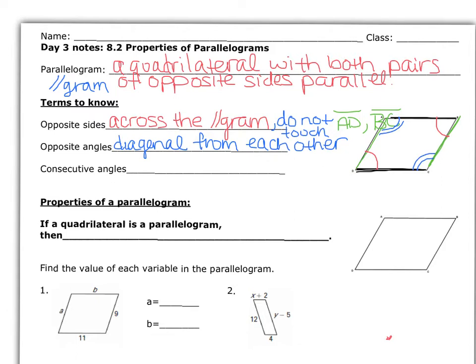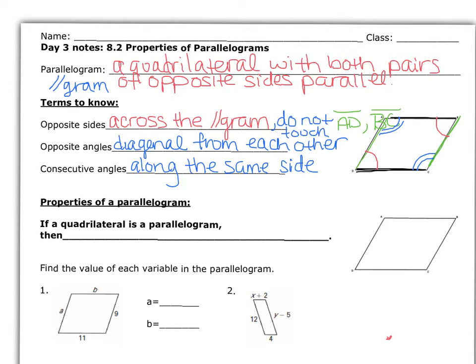Consecutive angles now, these are angles along the same side, because remember, consecutive means back to back. They're in a row. So consecutive angles mean along the same side, and there's actually 4 pairs of consecutive angles because there's 4 sides here of our parallelogram.